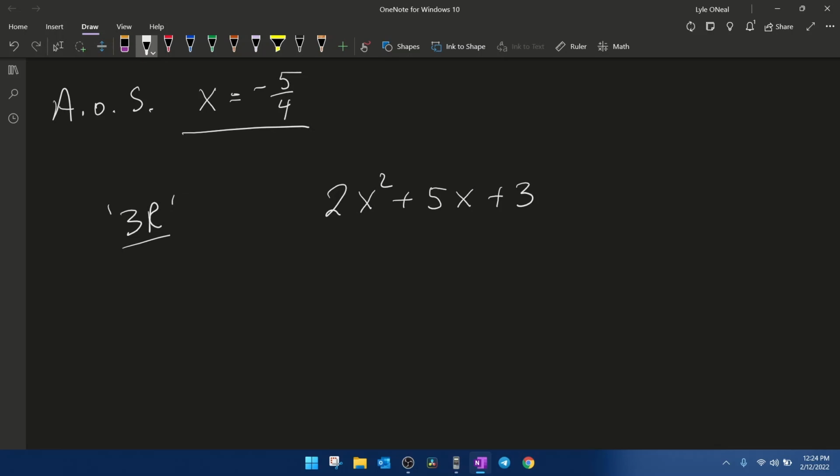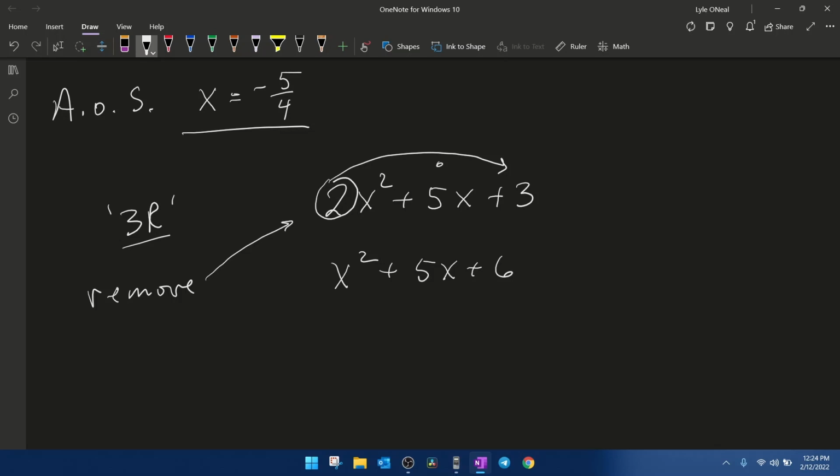Again, this is the 3R method for factoring a trinomial with a lead coefficient. The first R says to remove, which means we're going to remove the lead coefficient and multiply by the constant. That'll give us x squared plus 5x plus 6. Removing the lead coefficient turns this into a standard trinomial, which is much easier to factor. So now to factor this standard trinomial, we're going to read the signs. They're both going to be plus.